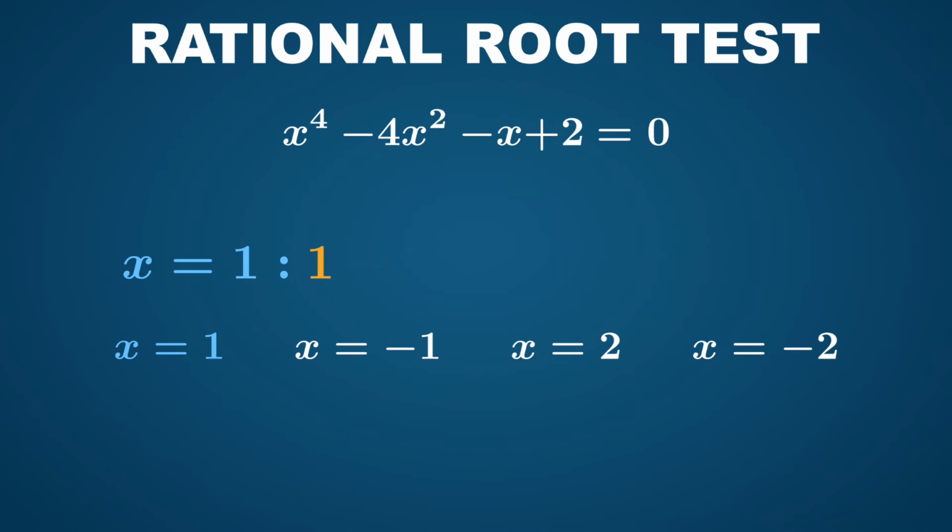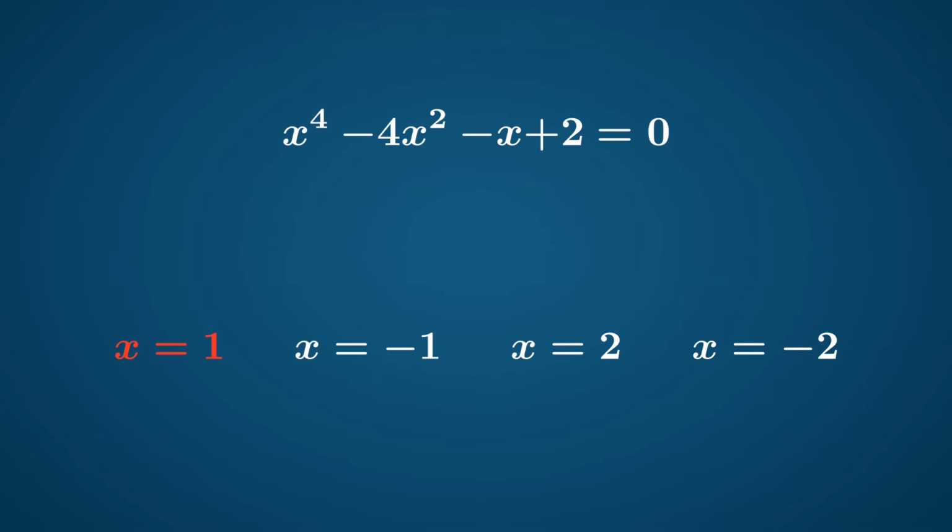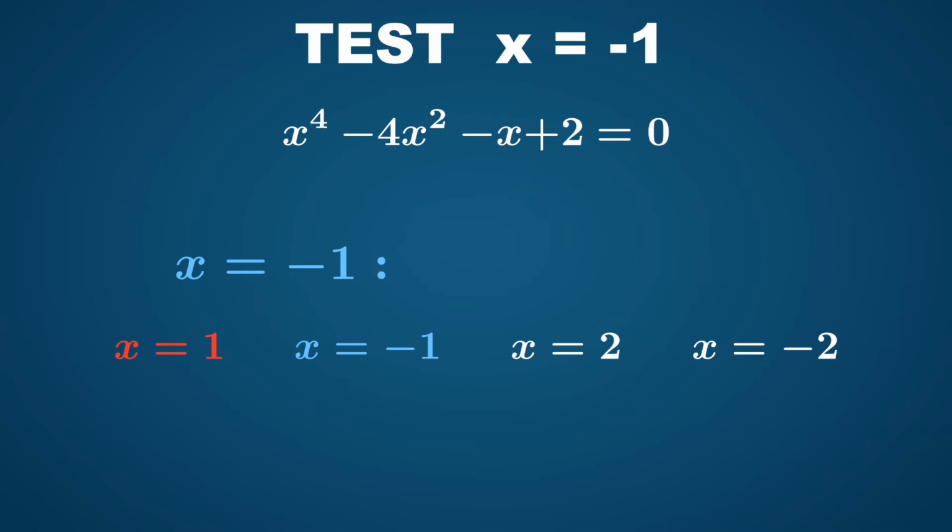1 to the fourth is 1, and 4 times 1 squared is 4. The total is 1, minus 4, minus 1, plus 2, which is minus 2. Minus 2 is not 0, so 1 is not a root of the quartic. Next, we plug in the second candidate, x equals minus 1. Minus 1 to the fourth is 1, because the exponent is even.